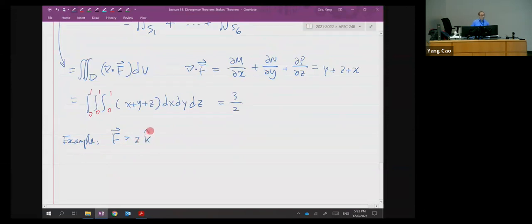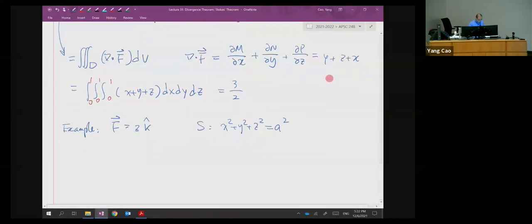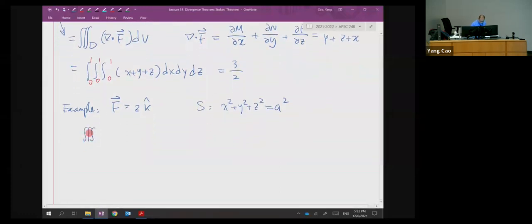F equal to z k hat, and S is the outside surface of the sphere, your spherical surface. And you're required to calculate the outward flux, meaning n hat is 1/a times x, y, z. All right, so whenever you see this kind of question, I would actually encourage you to try it out.